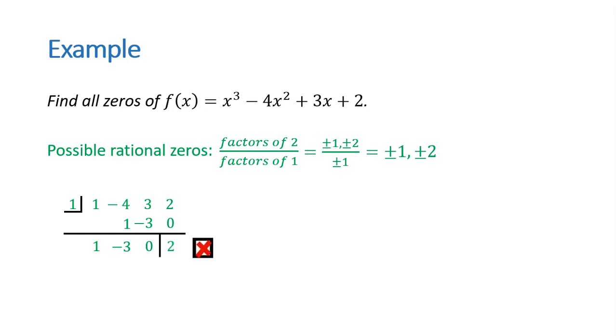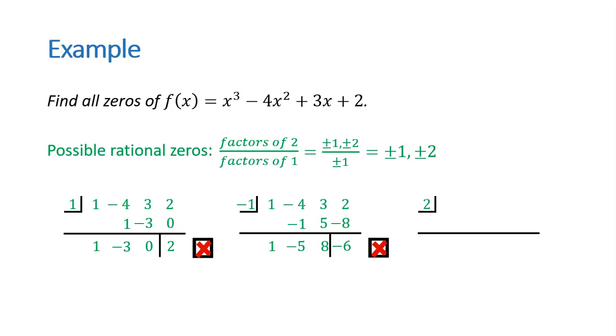So 1, the number 1, is not a 0 of this polynomial because our remainder from synthetic division is not 0. 1 does not divide in evenly. So now let's check negative 1, dividing negative 1 into the same polynomial. So bring down our 1, we get a negative 1, negative 5, positive 5, 8, negative 8, and we get a remainder of negative 6. So again, non-zero remainder, negative 1 doesn't work.